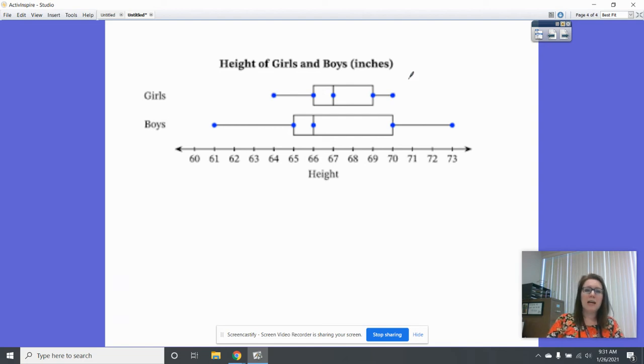You could also be asked about the interquartile range. The interquartile range is just the box right here. And so maybe you're asked who has the smaller interquartile range. In this case, it'd be girls because you can see the box is smaller. When I say smaller, I mean it covers less numbers right here than this box does.